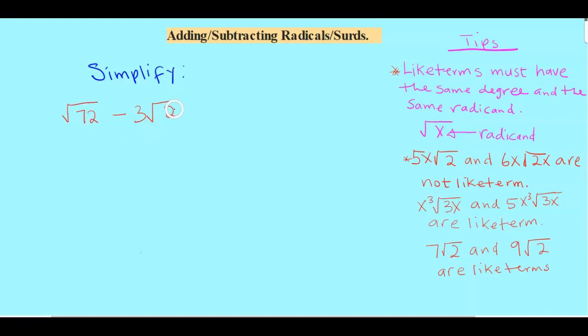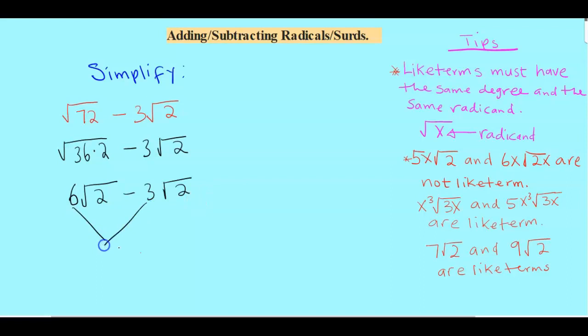So let's break this down. We know that the number times 2 that will give us 72 is 36. So here, break this one down as 36 times 2, and then you rewrite. 36 is a perfect square. We are looking at non-negative, so we are just looking at the positive side of it. The square root of 36 is 6, and it comes outside, leaving 2 behind. Here we realize that they have the same radical, so we can go ahead and subtract. So we subtract 6 minus 3 root 2, and that gives us 3 root 2 as an answer.